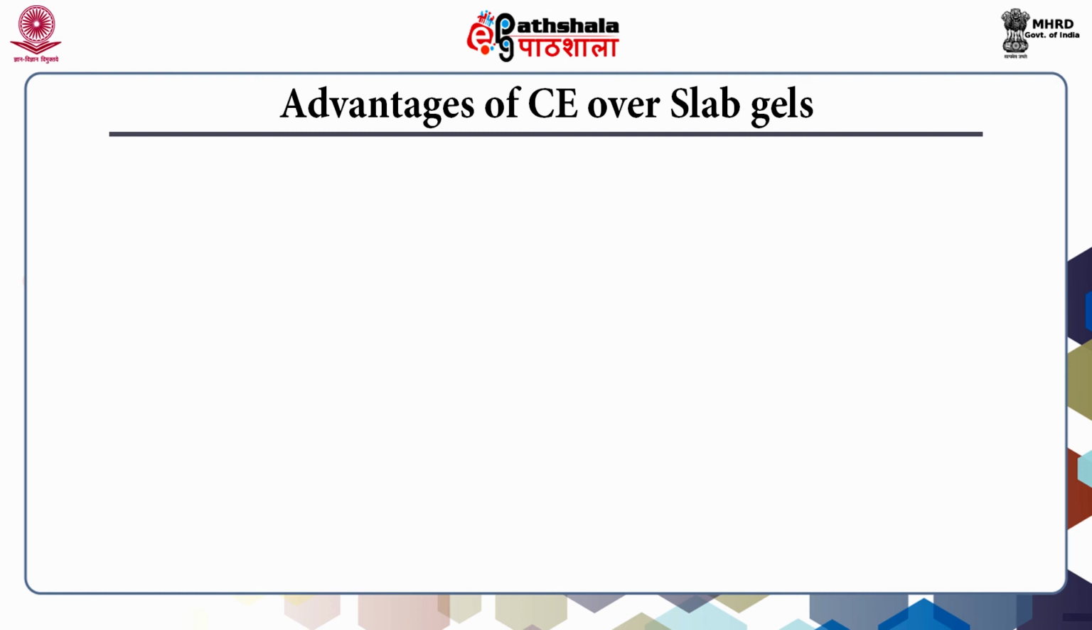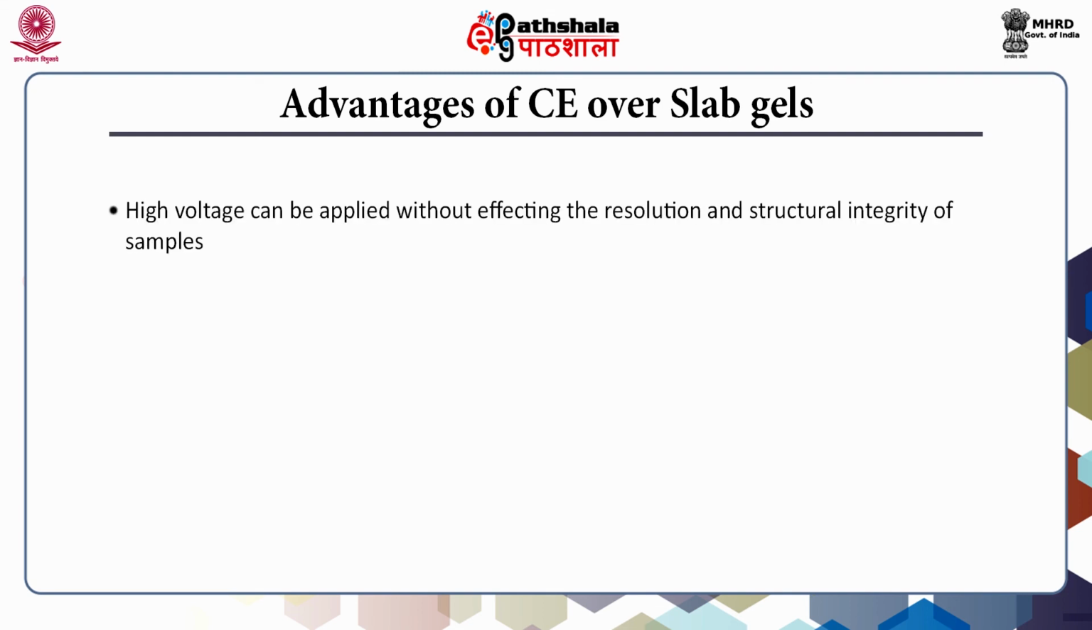There are several advantages of capillary electrophoresis over the slab gel. High voltage, that is in the range of 5 to 50 kilovolt, can be applied without affecting resolution and structural integrity of the sample. This is possible because of the availability of a very effective heat dissipation system in capillary electrophoresis.